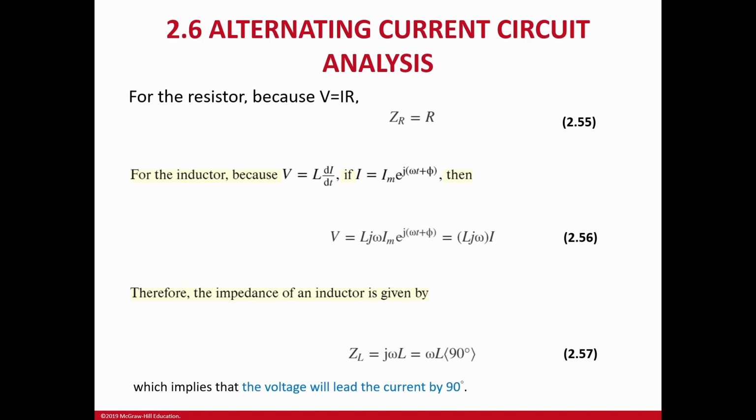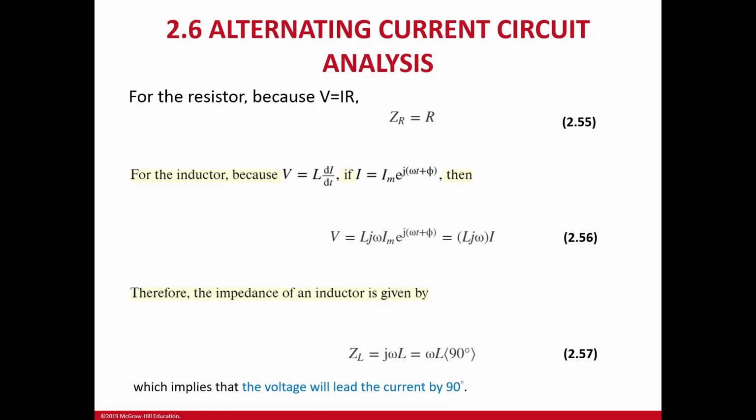And we know for the inductor, the voltage is the inductance times the derivative of the current with respect to time, right? Since you have the derivative here, there will be a j omega coming out. Then you need to rewrite this term as L j omega times the I, because I is equal to Im times exponential to the j omega t plus phi, right? So there will be a j here. Pay attention to this j.